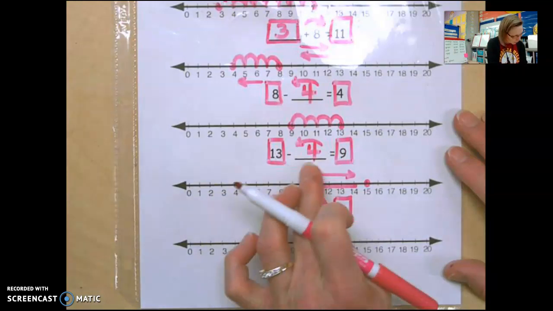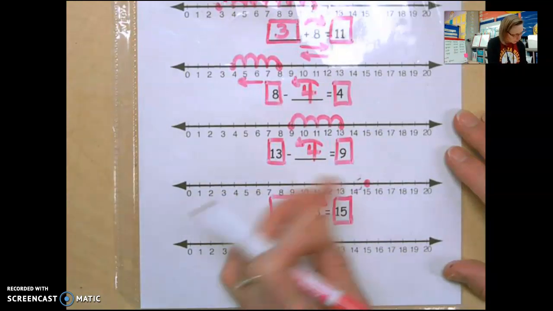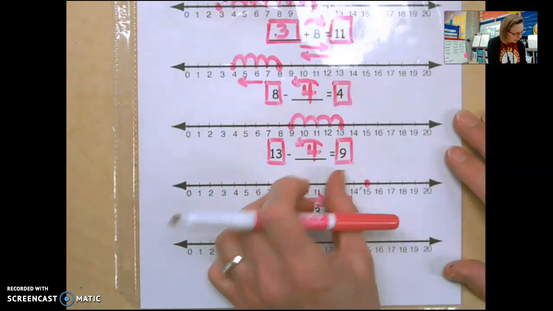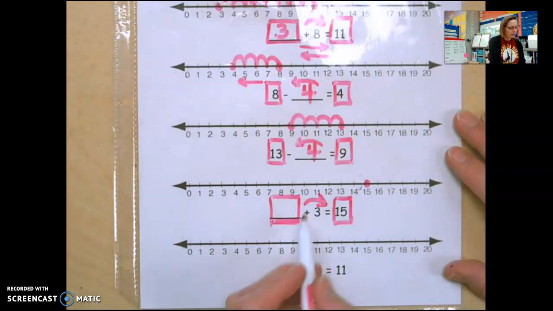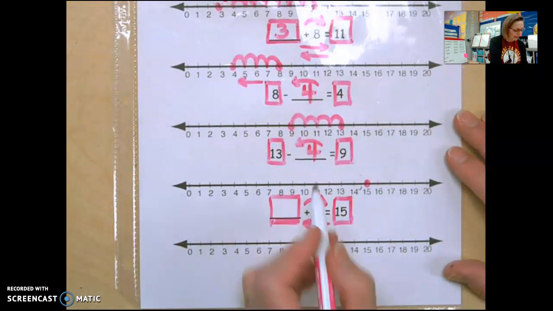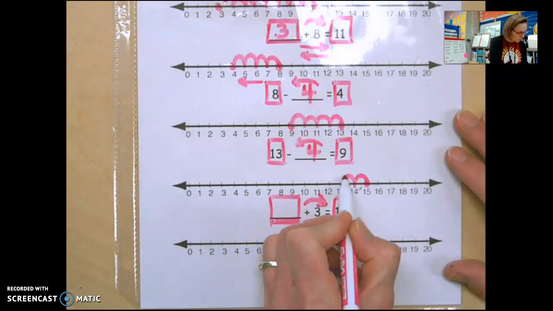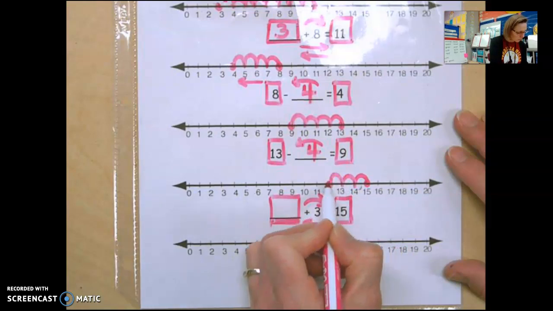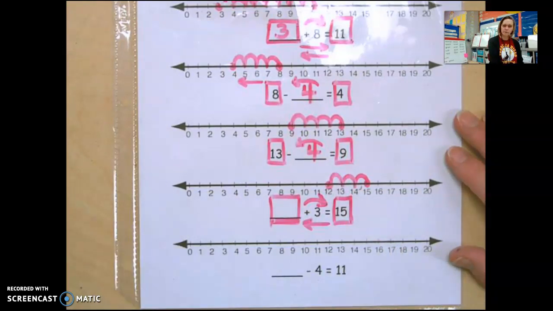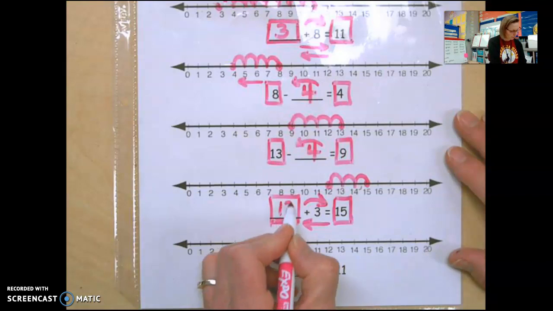Okay, so here we go. I'm going to erase those out. So I have to go to the left. I have to count backward. I have to go backward to get back to the beginning. So I'm going to take away 3 instead of adding 3. 1, 2, 3. Where did I start? Look at that. I started at 12.